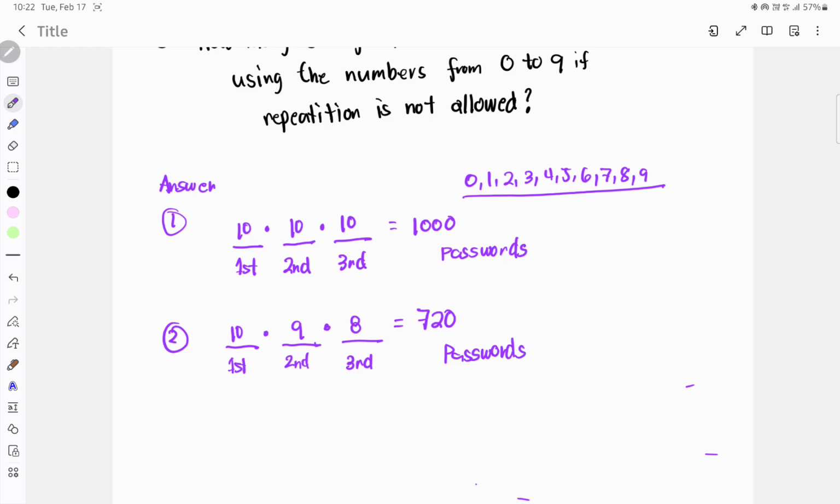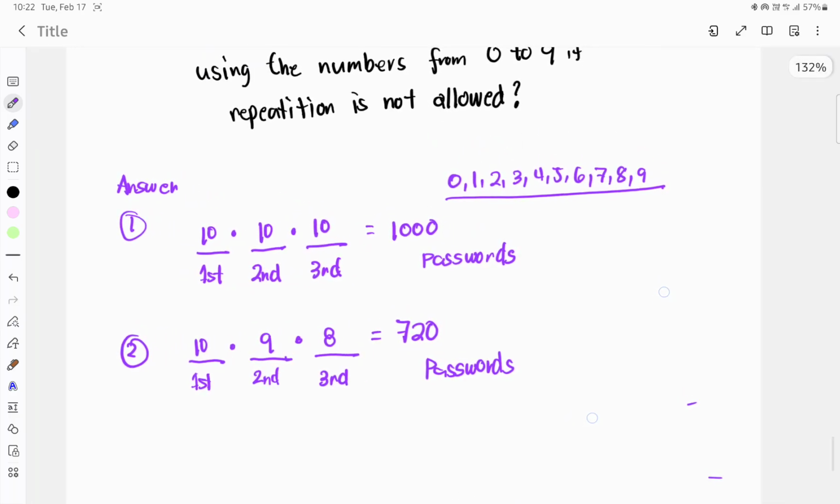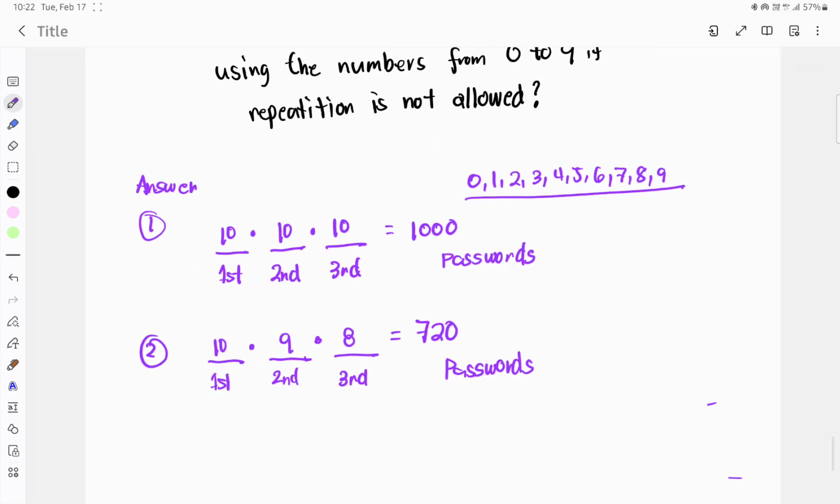That you can create. So that's how the fundamental counting principle works. I hope you learned something from this video. Thank you for watching. Have a great day.